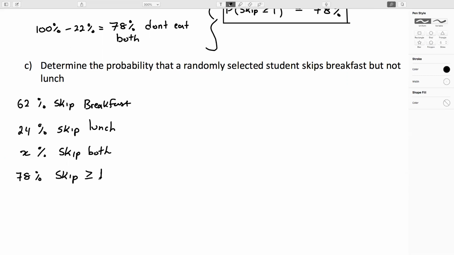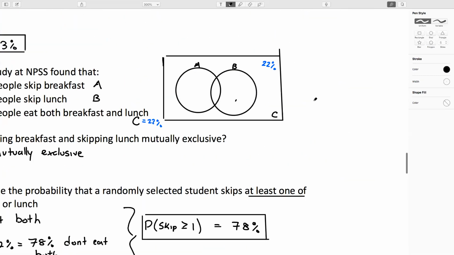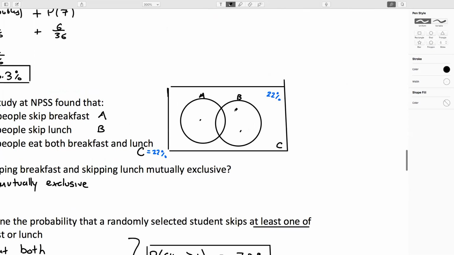All right. So going back to our diagram, this plus this plus this have to add up to 78%. I don't know exactly how many only skip breakfast, but I do know 62% have said they skip breakfast, but that includes the ones that also skip lunch. I don't know how many people only skip lunch, but I know that 24% skip lunch and some of them skip breakfast. So I've got to figure out what's this middle part here.